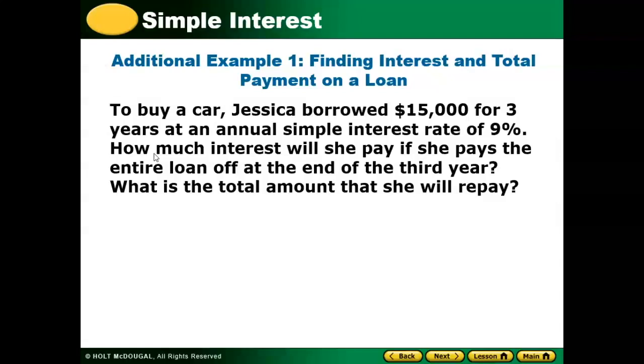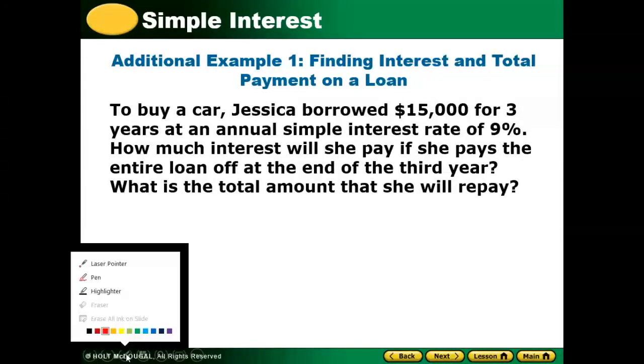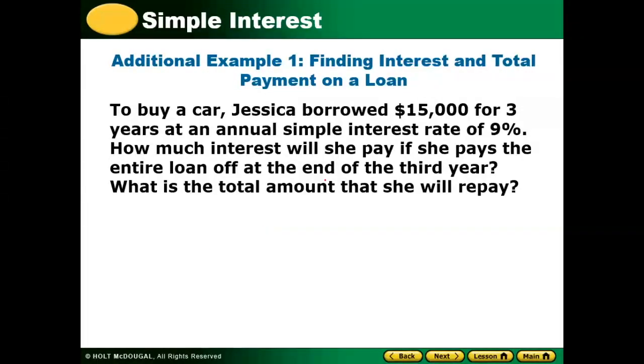So we know that she's borrowed $15,000. Let's write that down. I do have most of this written out, but we know that she borrowed $15,000. That's our principal because that's how much we've borrowed. She's done it for 3 years, so that's our time. It's already in years, so we don't have to worry about that. And we also know that our rate is 9%, but we always want to make sure that's in a decimal. So let's divide that by 100, and that gives us a rate of 0.09.